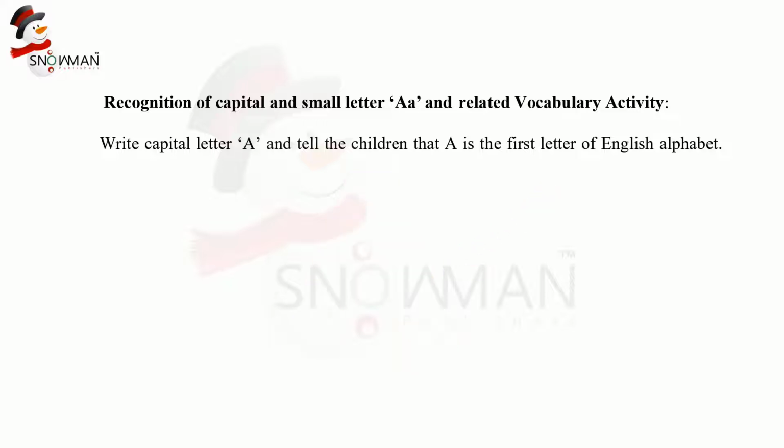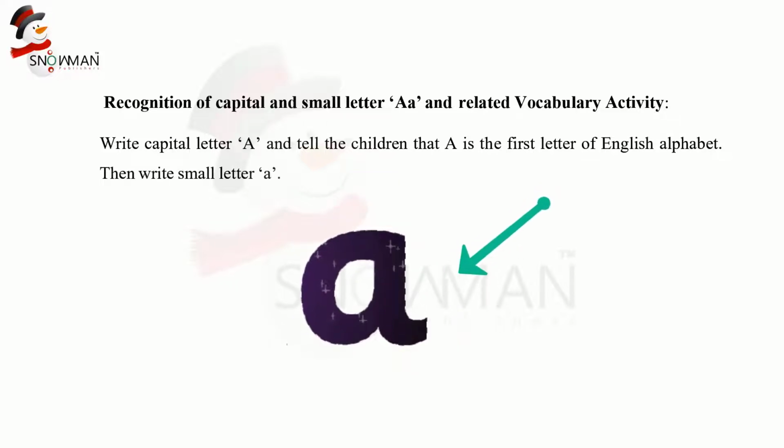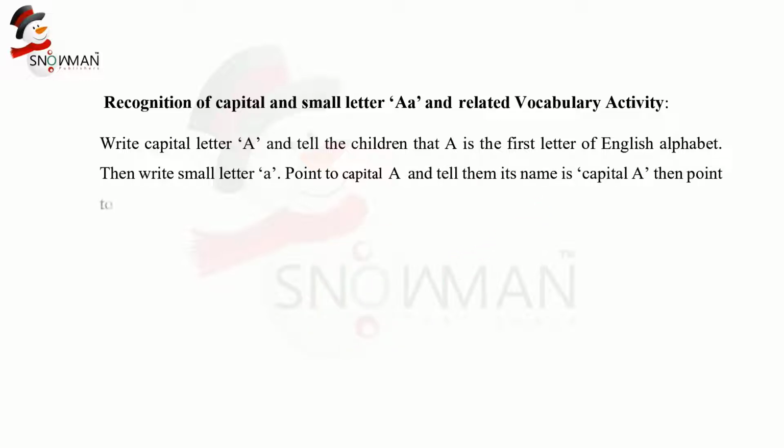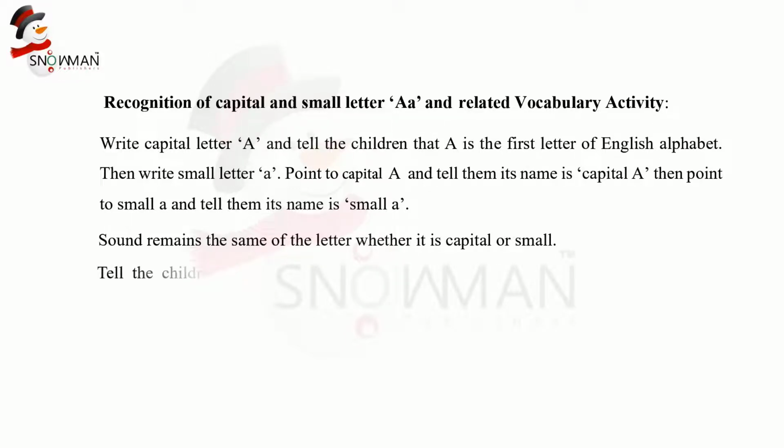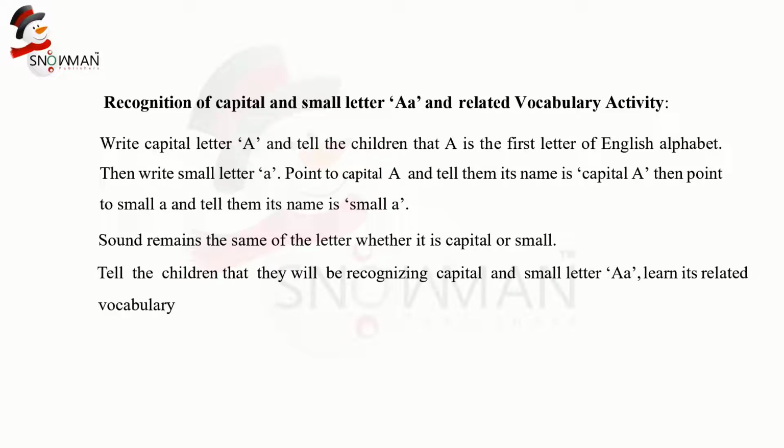Write capital letter A and tell the children that A is the first letter of the English alphabet. Then write small letter A, point to the capital A, and tell them that its name is capital A. Then point to small a and tell them that its name is small a. The sound of the letter remains the same whether it is capital or small. Tell the children that they will be recognizing capital and small letter A, learn its related vocabulary, and write the capital and small letters A with correct formation.